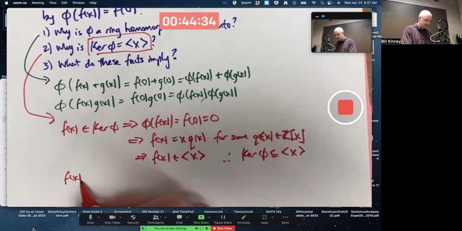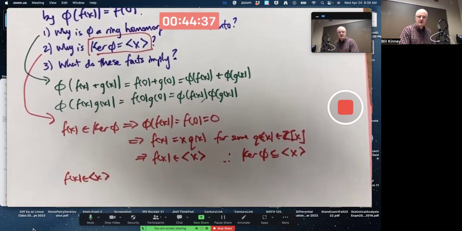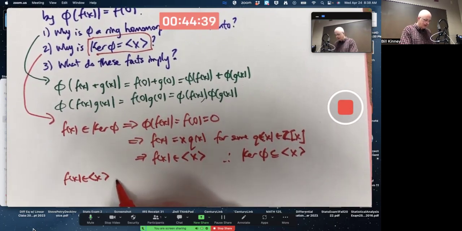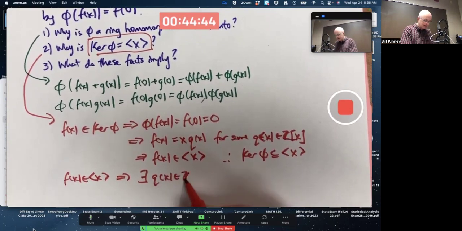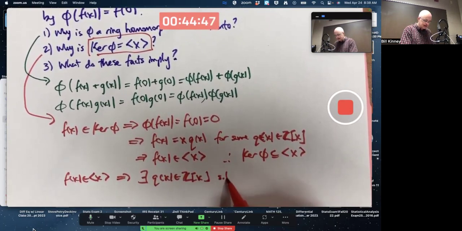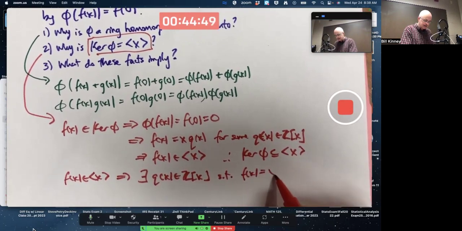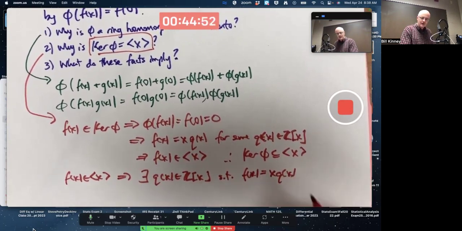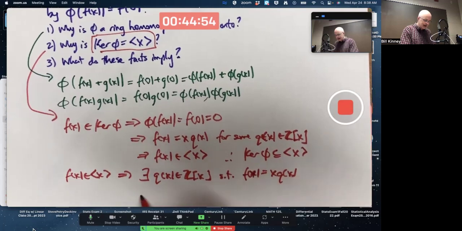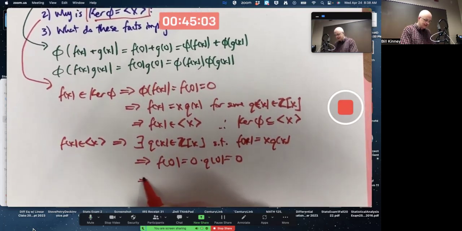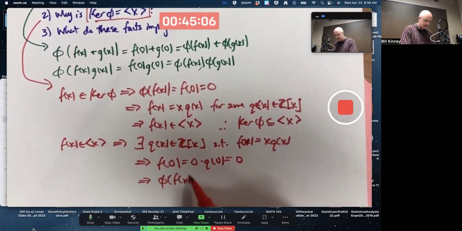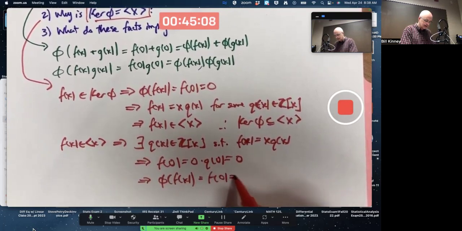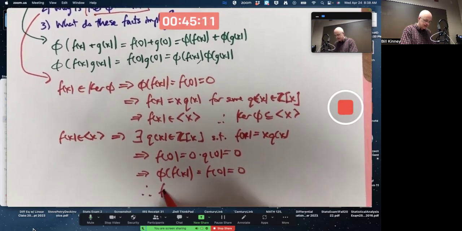If f(x) is in the principal ideal generated by x, it's essentially just reversing all the steps. That means there exists a q(x) in the polynomial ring such that f(x) is x times q(x). But that's enough to say f(0) is 0 times q(0), which is 0. And that's enough to say phi of f(x) is 0. And therefore, f(x) is in the kernel.